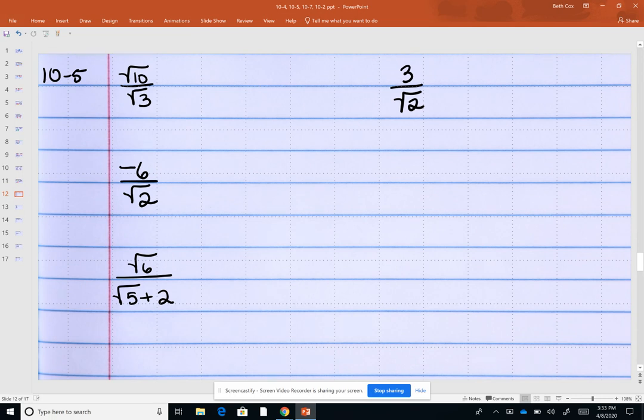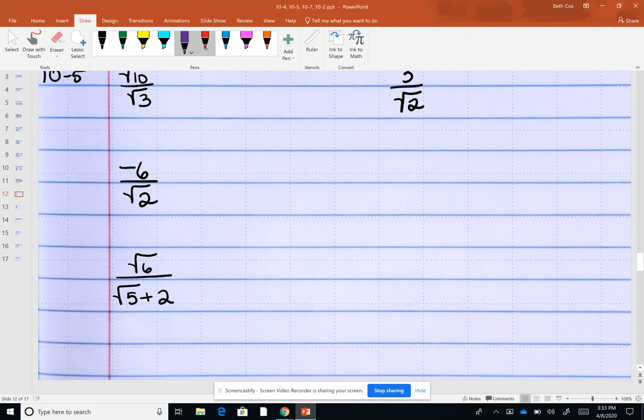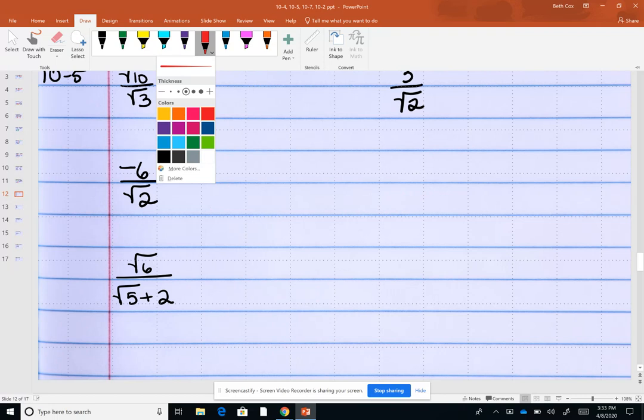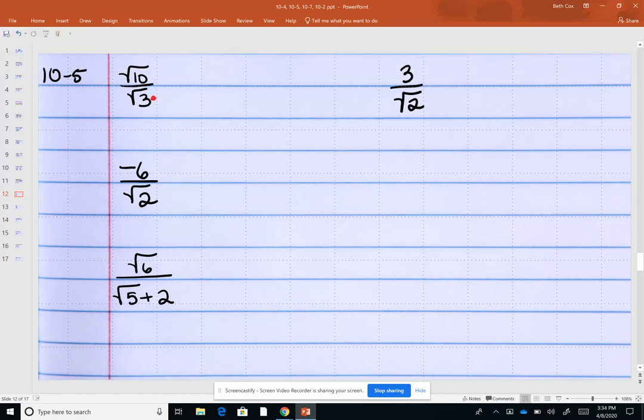Okay, so here we have some more. For this first one, we have a single fraction. So I'm going to multiply the numerator and the denominator by the square root of 3. That's going to give me the square root of 30 over 3. Now, you have to think about it. Can I reduce that? No, absolutely not. Let's talk about this.